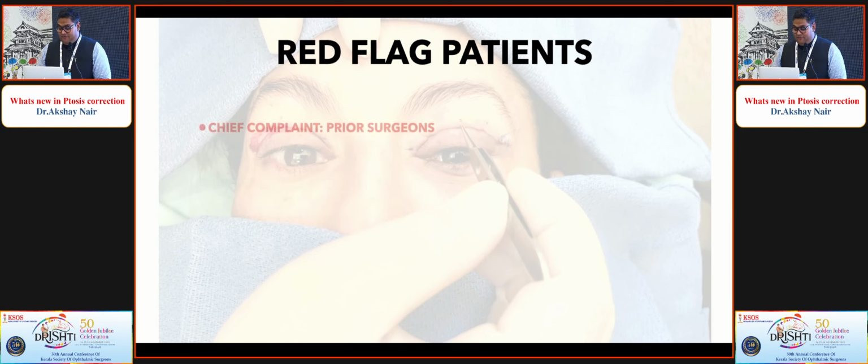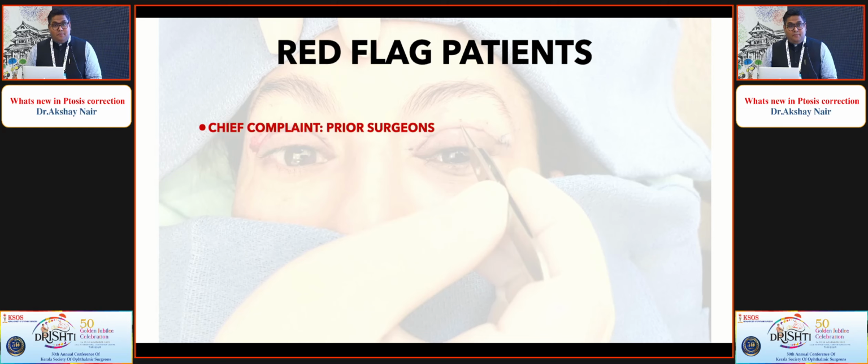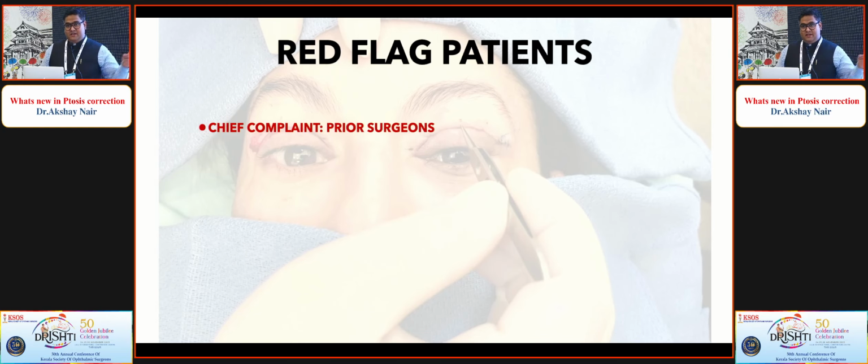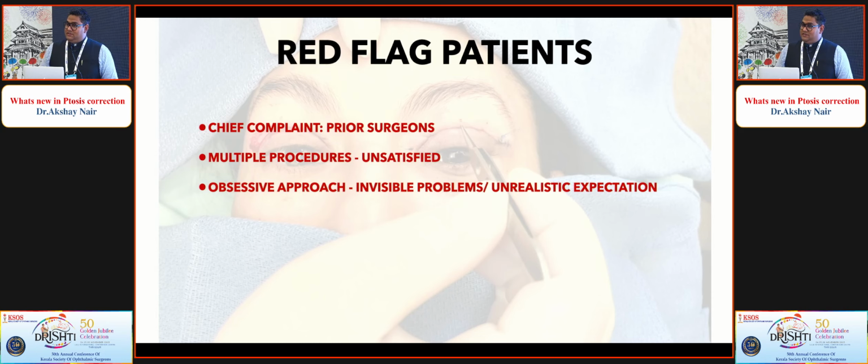And finally, red flag patients, patients whose prior complaint is not ptosis, but who previously visited surgeons who, she said, did this, he did that. Patients who had multiple procedures and are unsatisfied. They have an obsessive approach, will ask for a mirror and keep demonstrating things which even as an oculoplastic surgeon we can't find on their face.